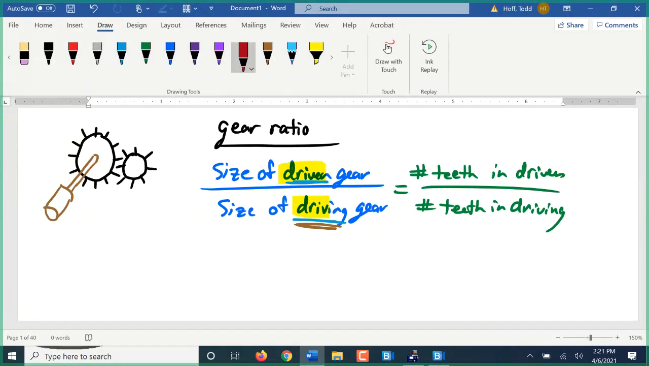So if I count on this big gear, I've got 1, 2, 3, 4, 5, 6, 7, 8, 9, 10, 11, 12. There's 12 teeth there. On the smaller gear, I got 1, 2, 3, 4, 5, 6, 7, 8. There's 8 teeth there. So 8 is the driven gear, so that's going to go first. This is an 8 to 12 gear ratio. And of course, that can be reduced. Both 8 and 12 can be divided by 4. That gives us a 2 to 3 gear ratio.